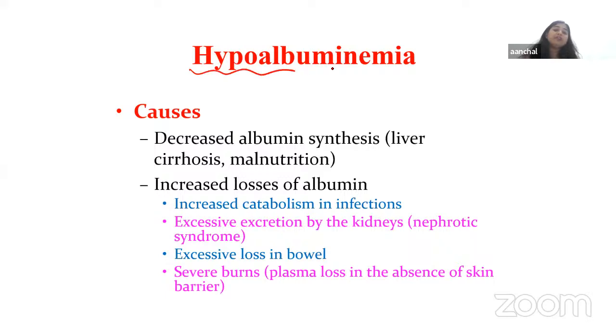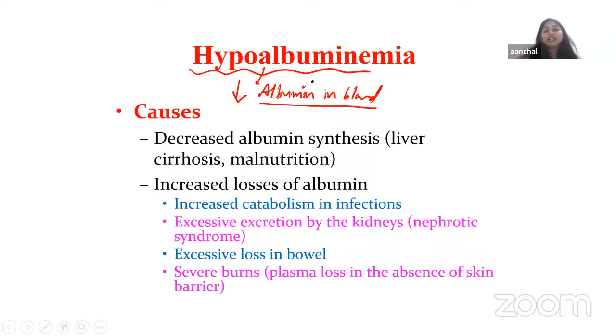Now, hypoalbuminemia. Hypoalbuminemia refers to a decrease in the level of albumin in blood. Usually this condition occurs whenever there is more and more appearance of albumin inside the urine. Decreased albumin synthesis in the liver is another cause. Losses of albumin increase in case of increased catabolism, in case of infection, excessive excretion by the kidney in nephrotic syndrome, where there is appearance of albumin inside the urine, excess loss in bowel disease, and in severe burns, where there is plasma loss in the absence of the skin barrier.